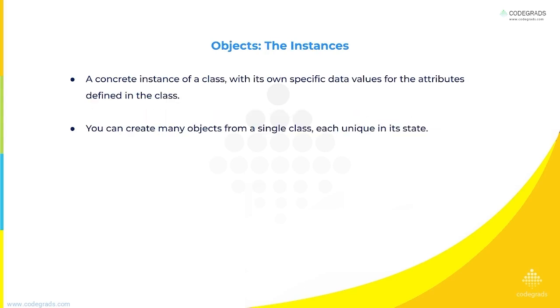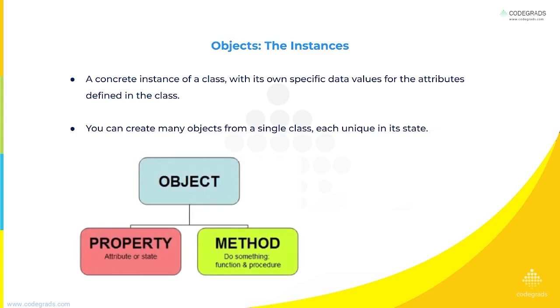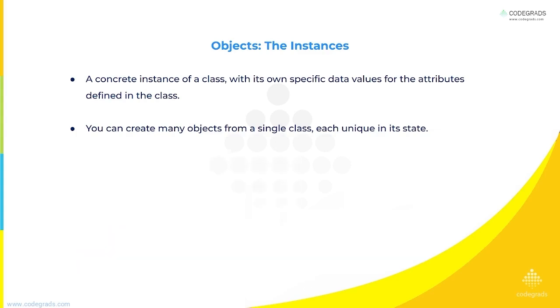Okay. Now moving on, we have the object, the instance: a concrete instance of a class with its own specific data values for the attributes defined in the class. You can create many objects from a single class, each unique in its state. So an object is a real-world entity created from a class, and each object has its own copy of data and can use the methods defined in the class. Suppose a car is a class, then my car and your car are different objects. Okay, so that is the object, the instance.